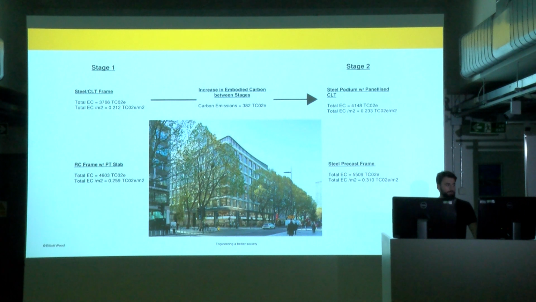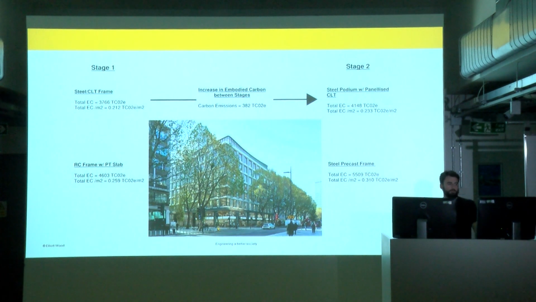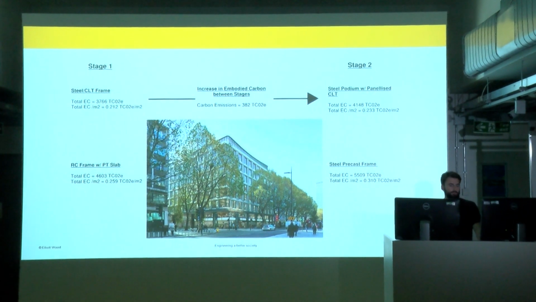Here's an example of a building that we've got around the corner from us. It's the network building. Stage 1, we ran the tool through with the steel and CLT frame and another frame option, had its values. And then at stage 2, once we developed the design, we ran it through the tool again. And there we saw an increase of about 382 tons of CO2 emissions.